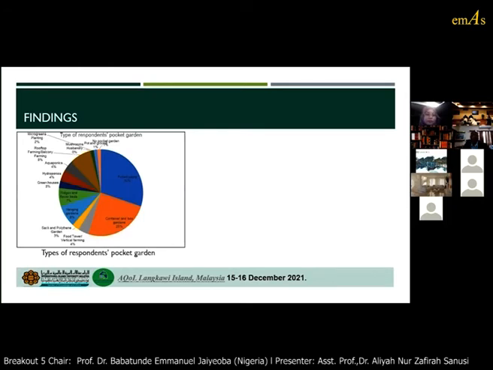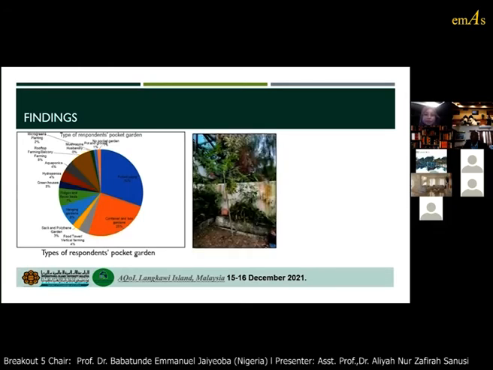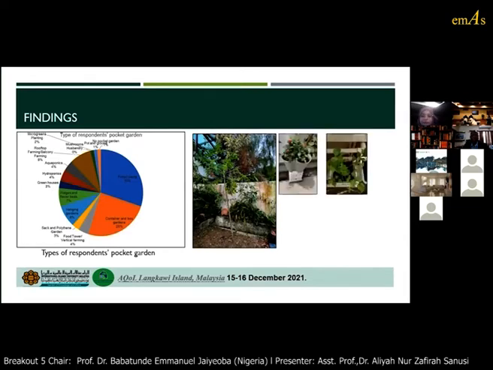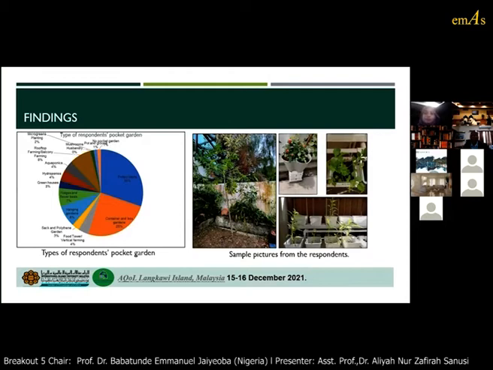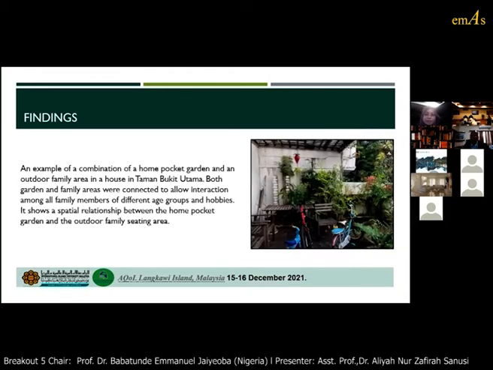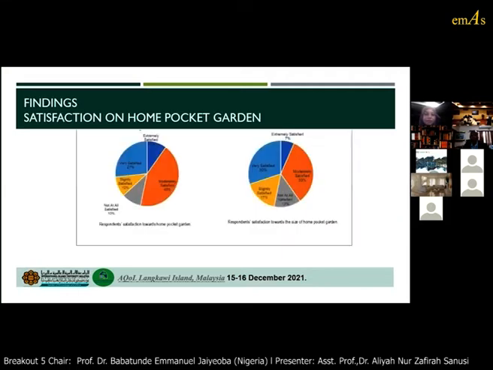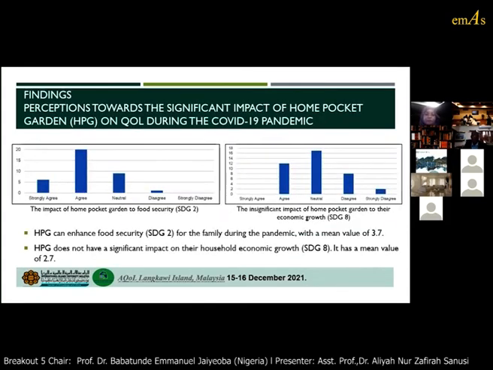There are 12 types of home pocket gardens, and these are examples. There is a house with a fruit tree, a small potted plant, and also hydroponics. And this is an example of an integration between the home pocket garden and family spaces. Most of the respondents are not satisfied with the size of the home pocket garden. The home pocket garden enhances food security, but not really economic growth.